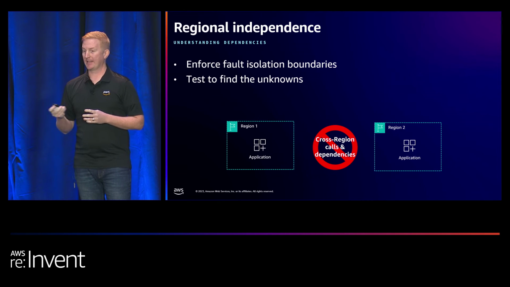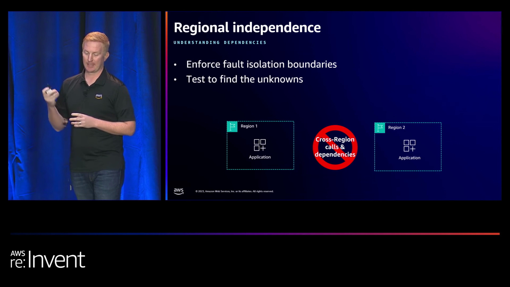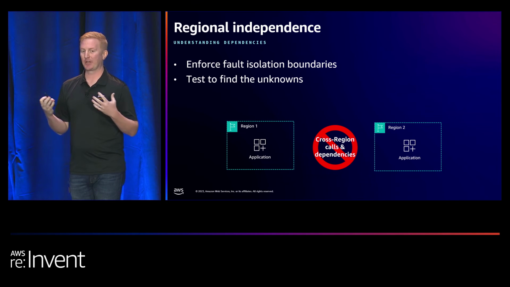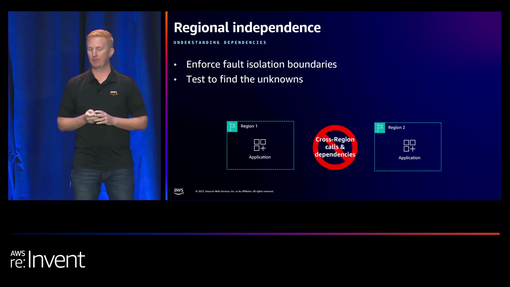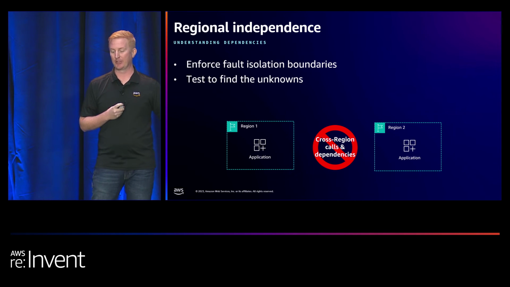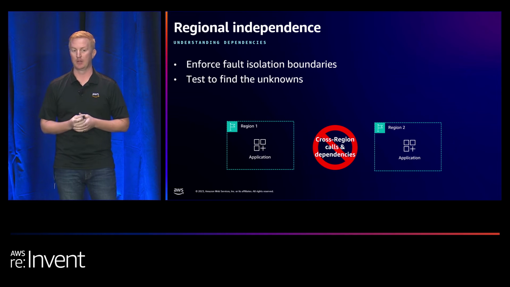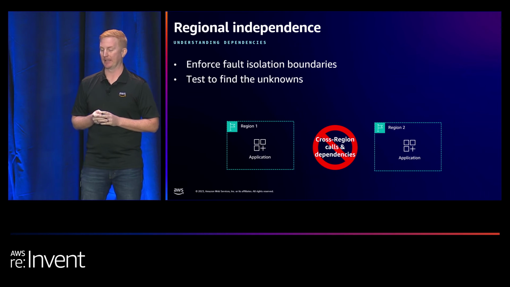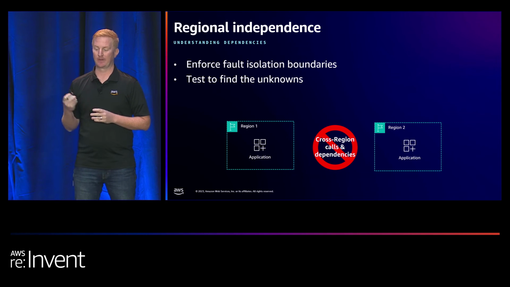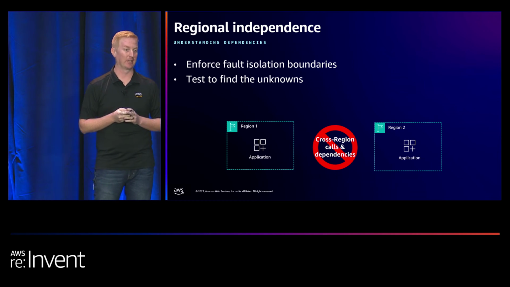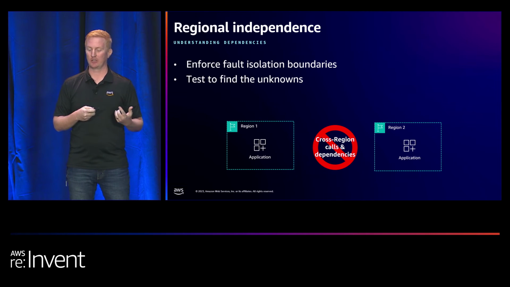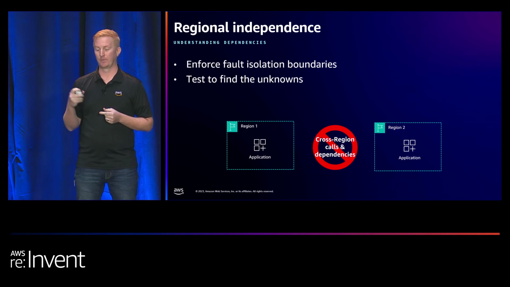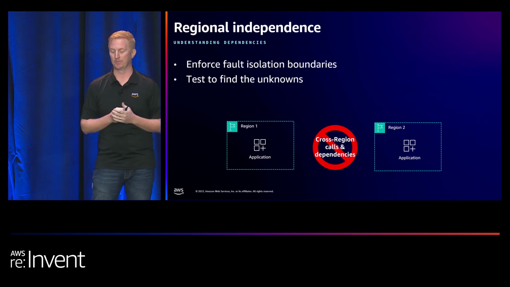All right. The next thing that this customer wanted to ensure was that each region could work and function 100% independent of the other regions. They didn't want a problem in region 1 to affect region 2. So this is what we call regional independence. And they did that by enforcing very strict fault isolation boundaries at the regional level. So what this essentially boils down to is there's no cross-region calls, there's no cross-region dependencies for the application in region 1 and region 2.